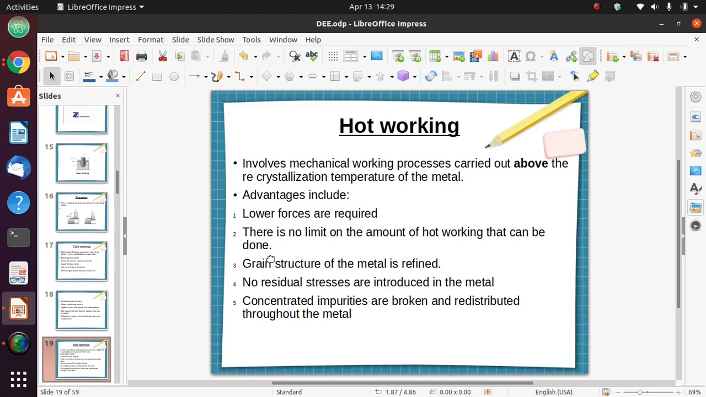What do I mean? In cold working, we saw that we have strain hardening. The material becomes harder and deforms. But in hot working, there are no residual stresses. If there are impurities in that metal, when I heat it, those impurities will be broken down and redistributed throughout the metal, so they won't be concentrated at one point. They will be distributed along the metal.